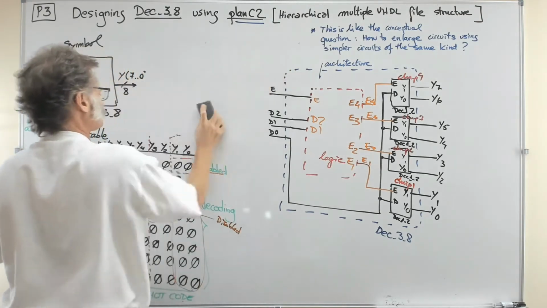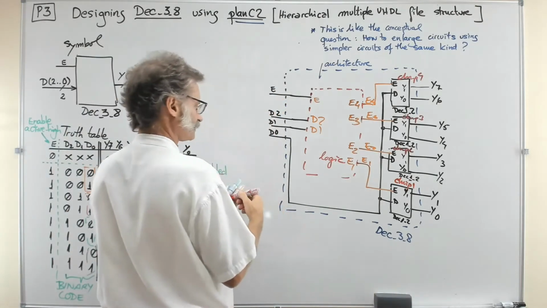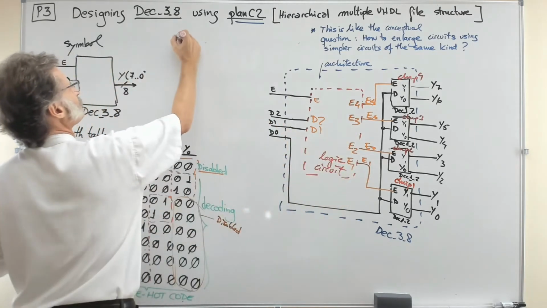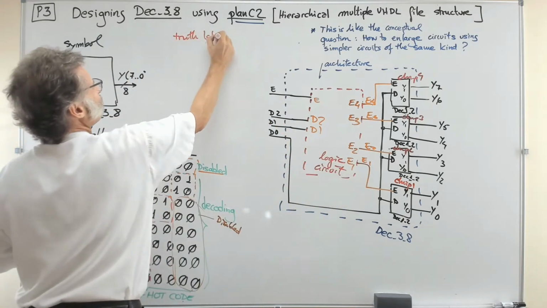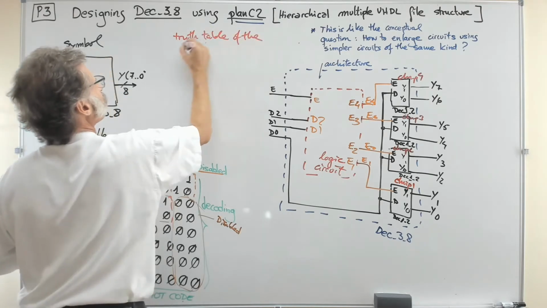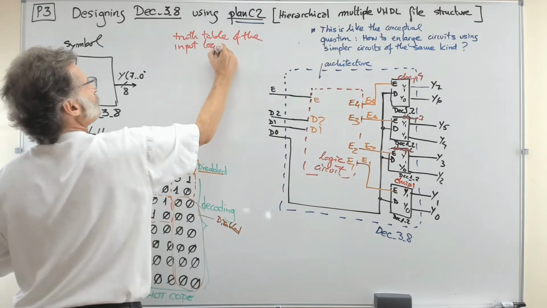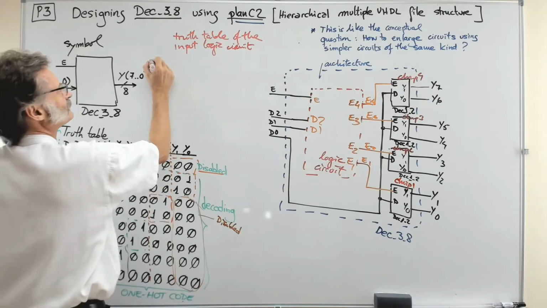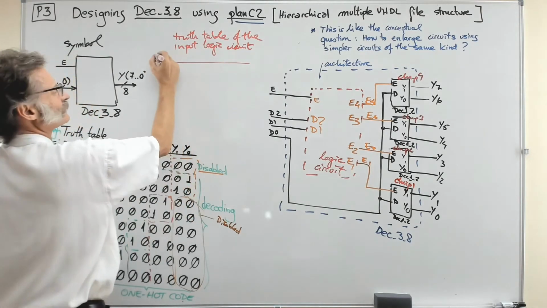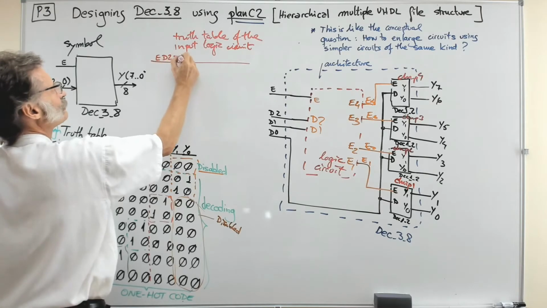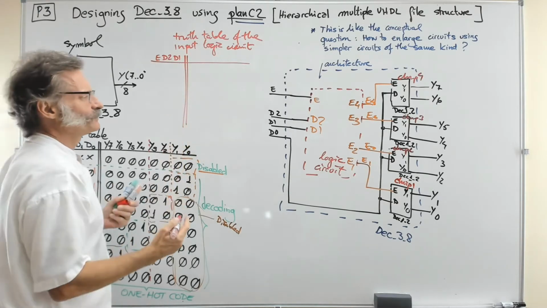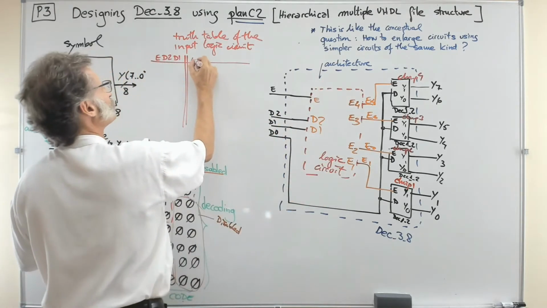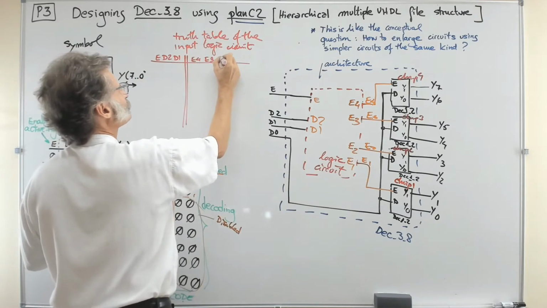So it's your turn to invent the truth table of this circuit. Okay, logic circuit or whatever. So this is the truth table of the input logic circuit. Okay, and this is, I guess, three inputs. So E, D2 and D1, a double line, and now you have to forget about the Y's, but the output of the logic circuit, and this is E4, E3, E2 and E1.